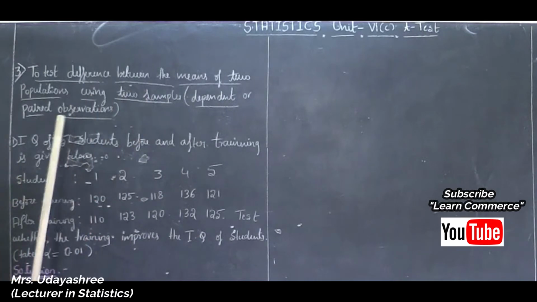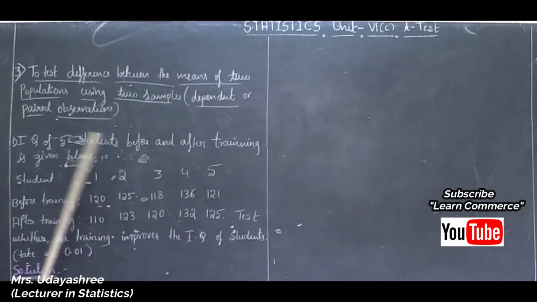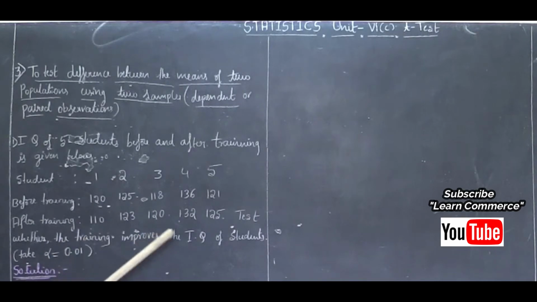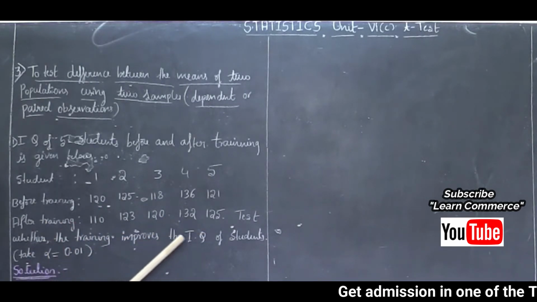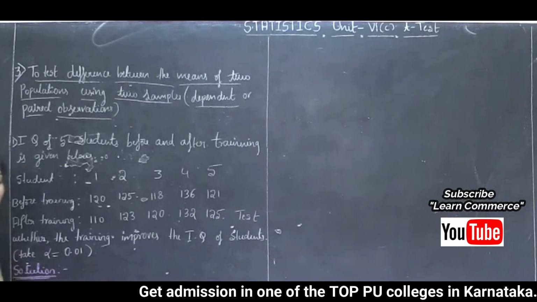Let's see the first problem. The IQ of 5 students before and after training is given below. There are 5 students, with observations before training and after training. Then test whether the training improves the IQ of students. Take alpha equal to 0.01.